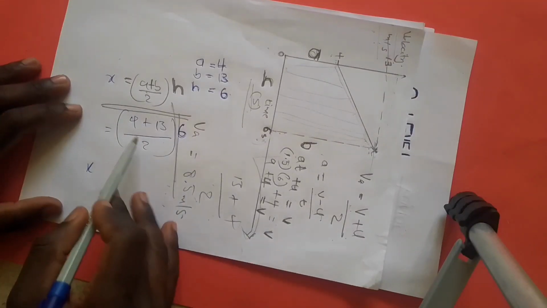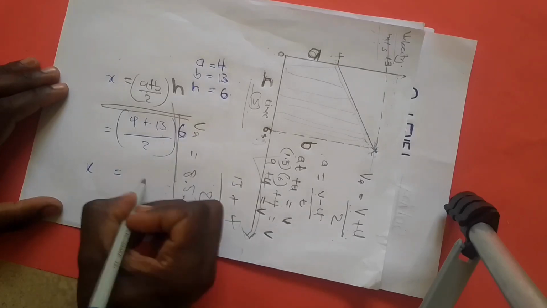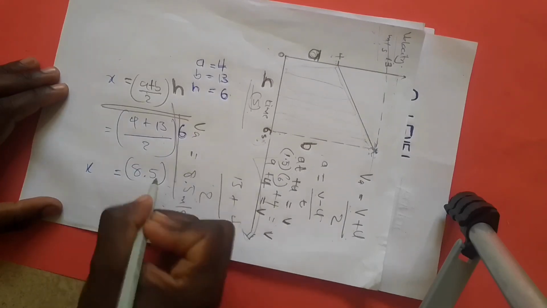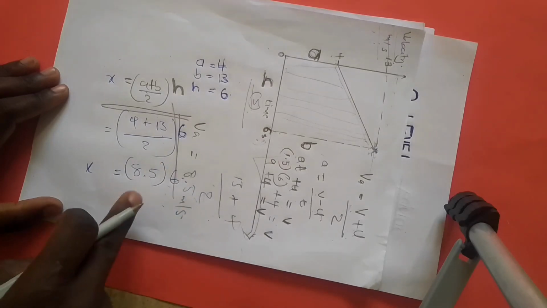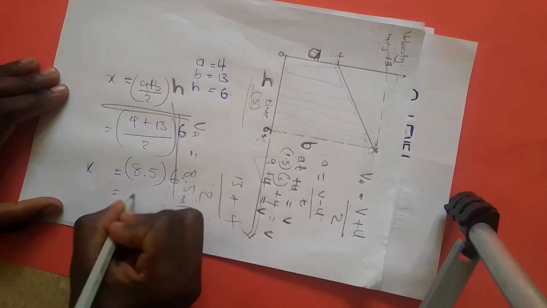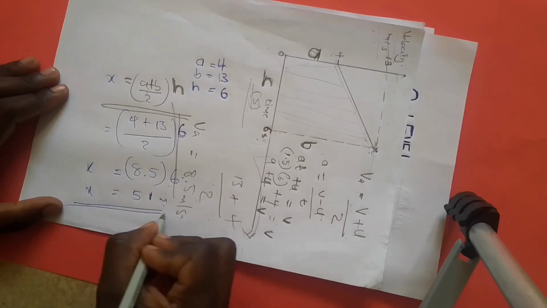Okay, so 4 plus 13 is going to be equal to 17 divided by 2, which is equal to 8.5. Then times 6. So 8.5 times 6 is equal to 51, if I'm not mistaken, 51 meters. So x, the distance, is going to be equal to 51.